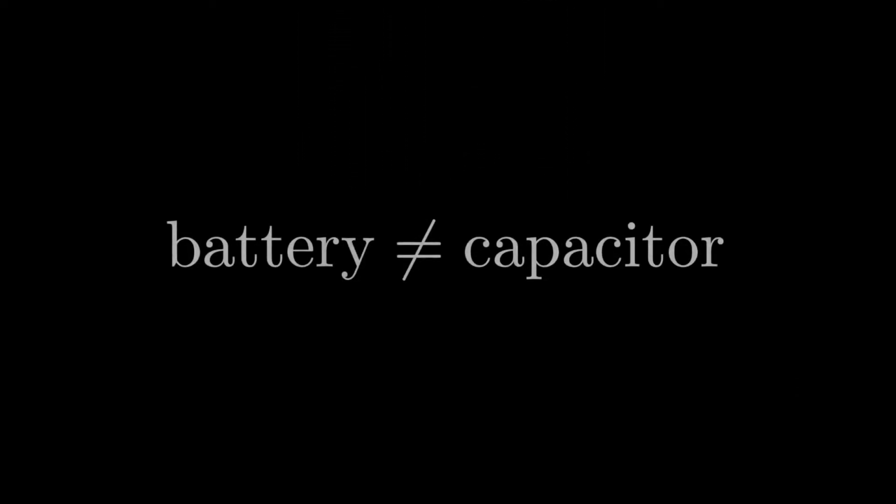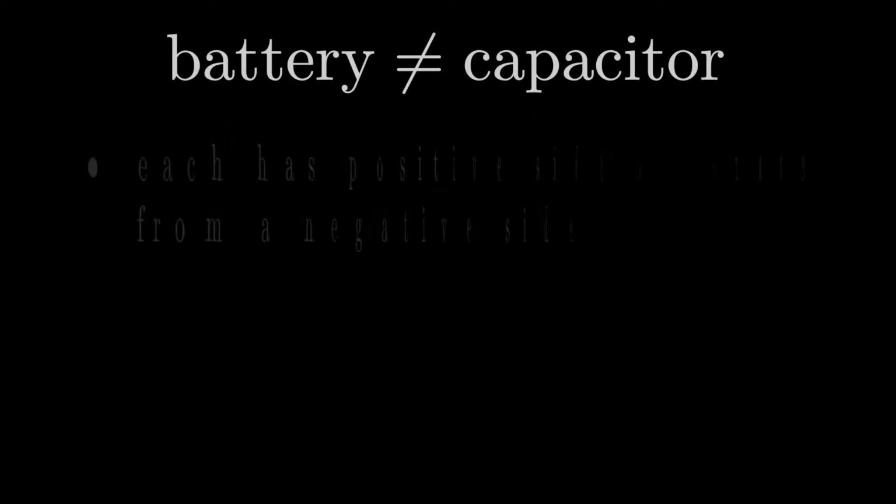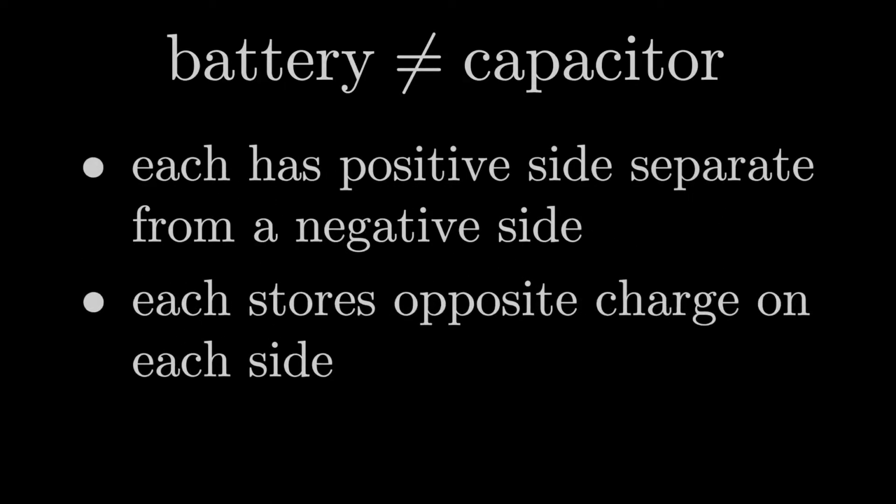Another goal we have is to come away from this video and really understand why batteries are fundamentally different from capacitors. It's very common for students to get the two mixed up in thought process because in our circuit diagrams we display them as both having a positive side and a negative side separate from each other. Supposedly, both also store opposite charge on each side. So how exactly are they different? They seem about the same to me when we frame them that way.